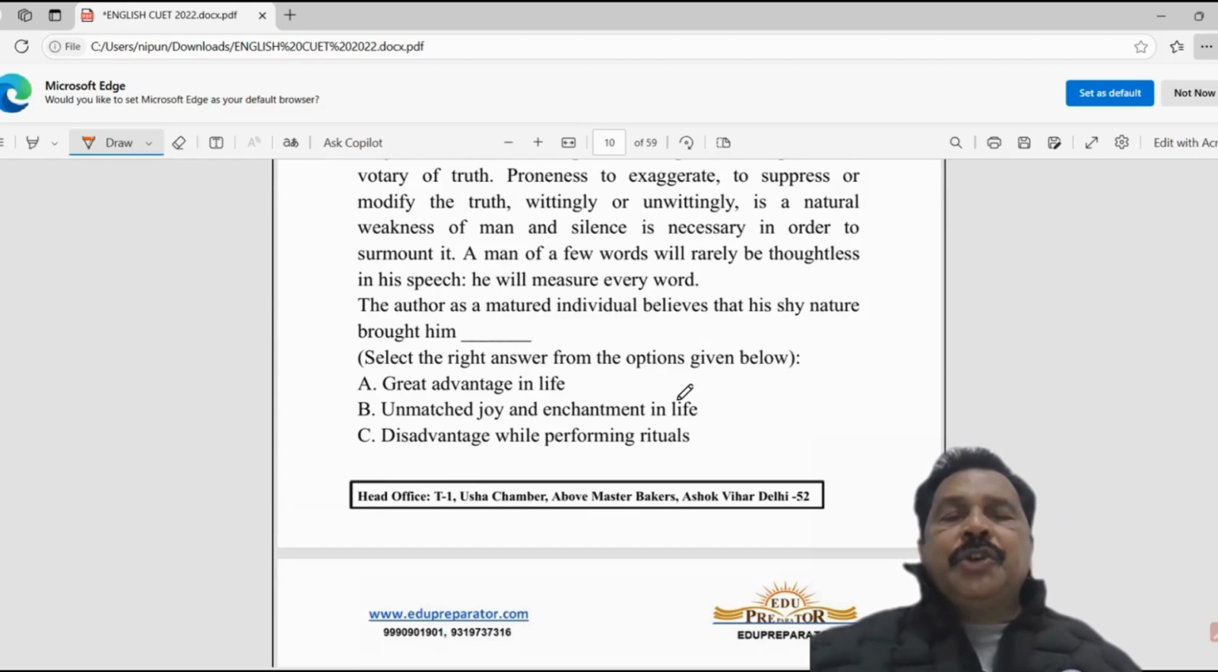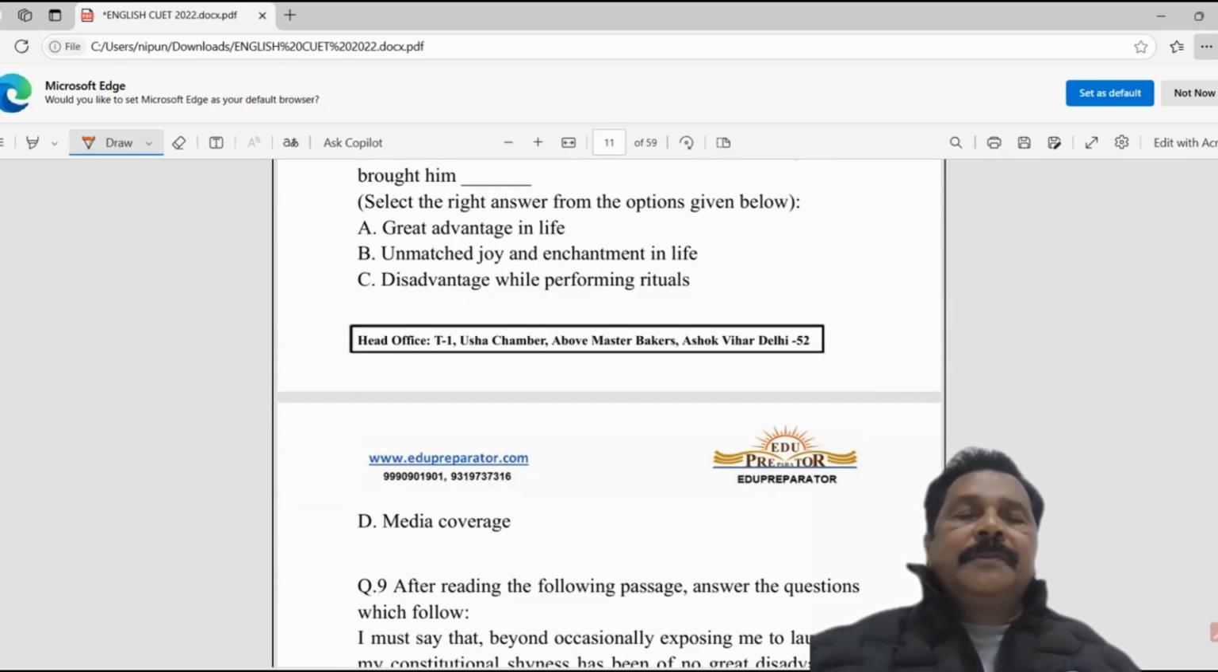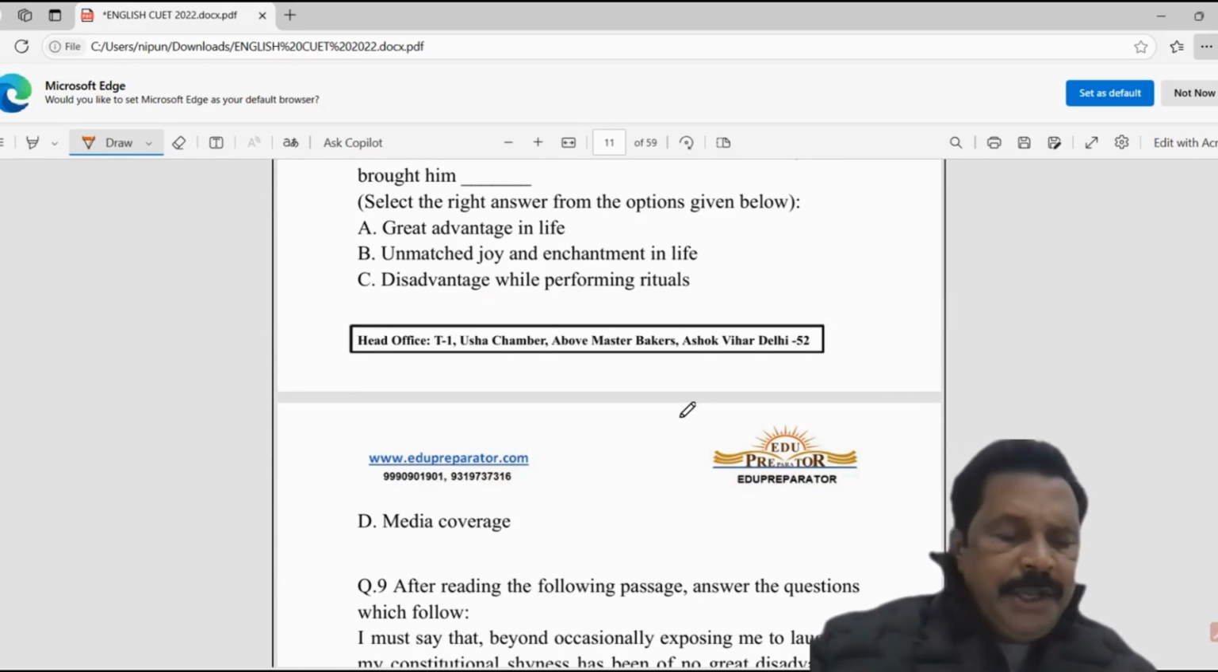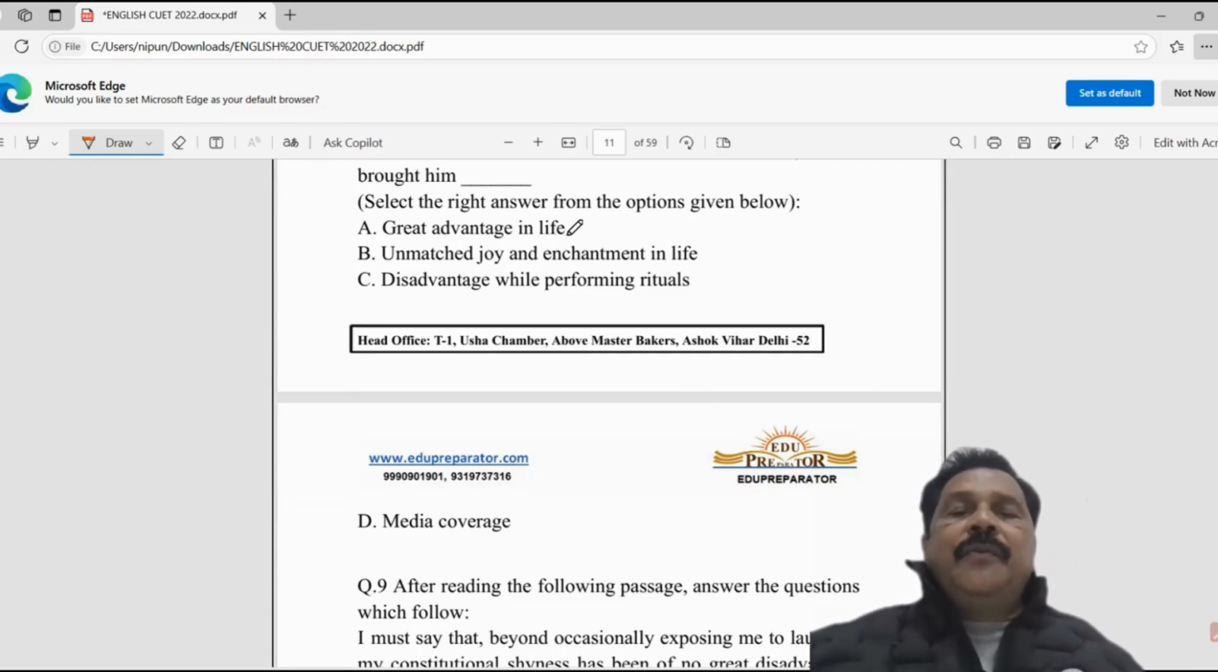Second, unmatched joy and enchantment in life. Then a disadvantage while performing rituals. And fourth, media coverage. And the answer is the first one. Have you seen, great advantage of life? The great advantage of life.